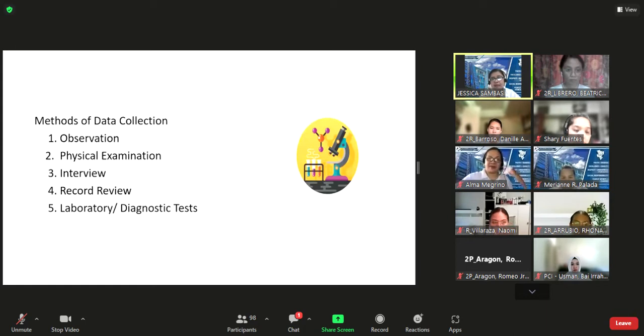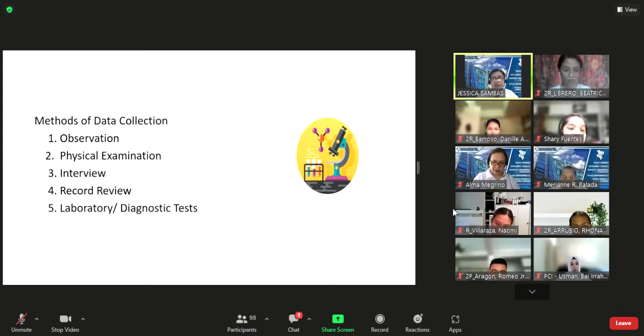Now, in gathering data, these are the different methods that you can use. So, number 1, of course, we can just simply observe the situation of the family. Like, for example, among the 5 categories of data, you can observe the home and environment. So, yung sabi ni Ma'am Fuentes kanina, we really have to go to the area wherein the family is situated. So, kinakailangan natin mag-observe. Sometimes there are things that require no questions at all, but then titingnan mo lang.